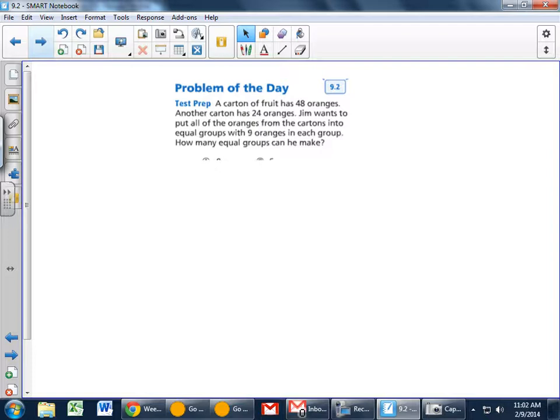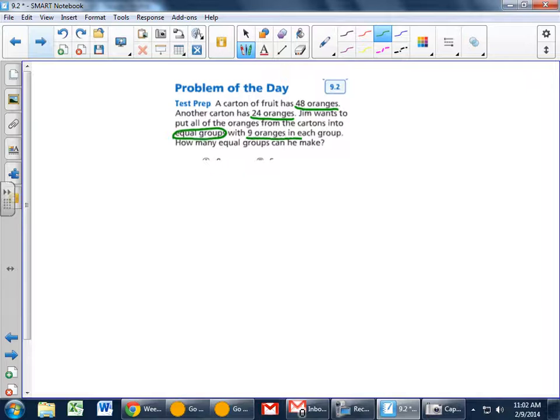Getting your brain warmed up. Problem of the day. A carton of fruit has 48 oranges. Another carton has 24 oranges. Jim wants to put all of the oranges from the cartons into equal groups with 9 oranges in each group. How many equal groups can he make?